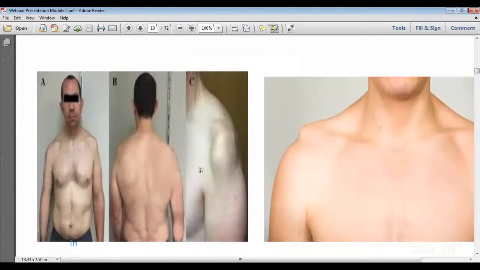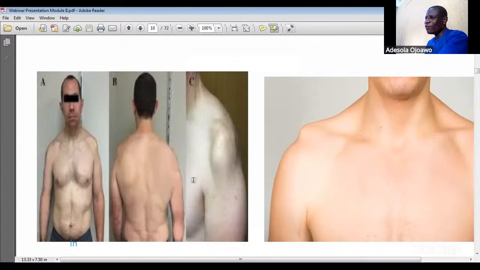Yes, Prof. Yes, sir. Yes, we are. You look at this very well. Look at this old man. Look at the anterior, look at the shoulder here.